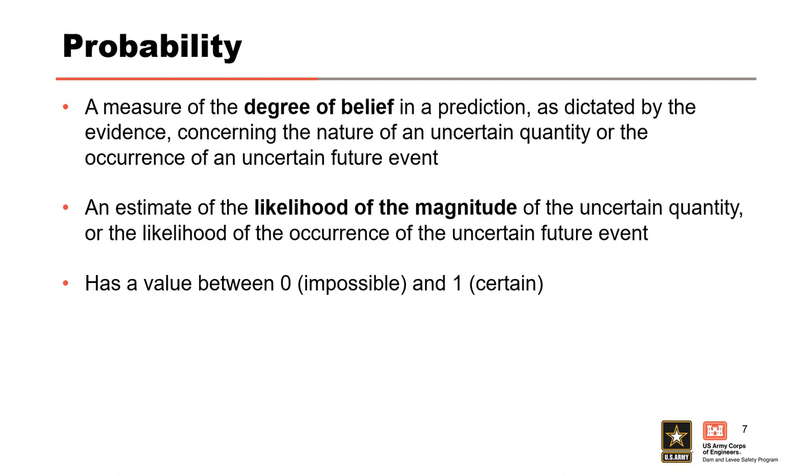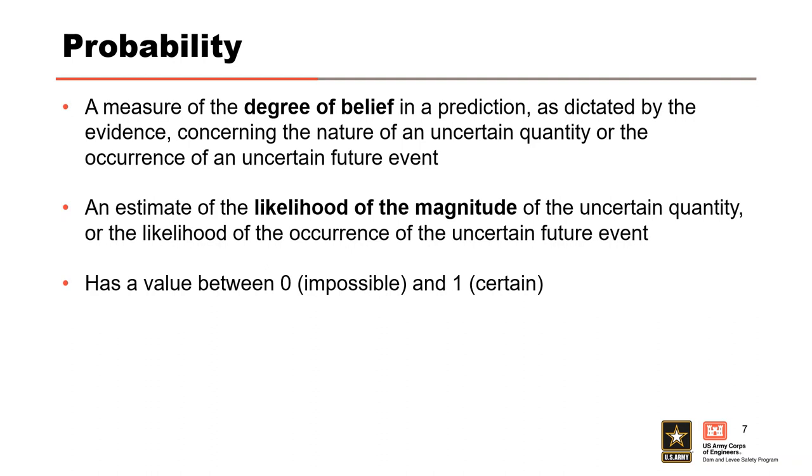Probability is a measure of the degree of belief in what we are predicting based on the information or evidence that we have. What we are predicting are uncertain events that occur in the future. Probability can also be an estimate of the likelihood of the magnitude of an uncertain quantity in addition to the likelihood of the occurrence of an uncertain event.